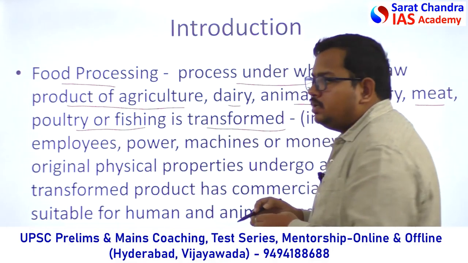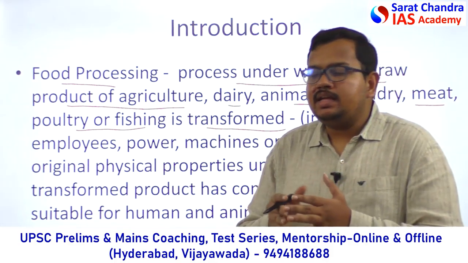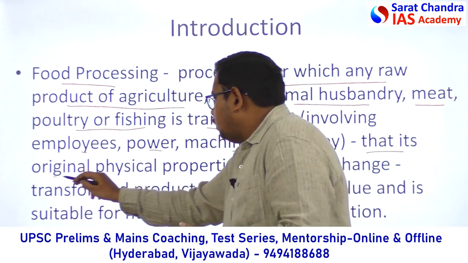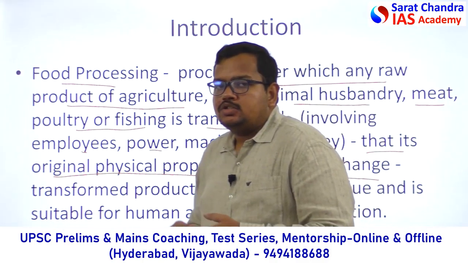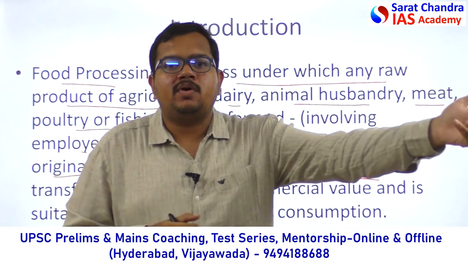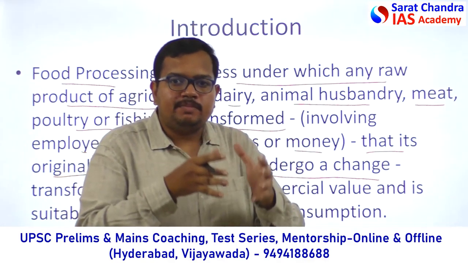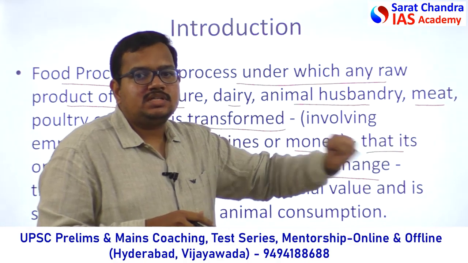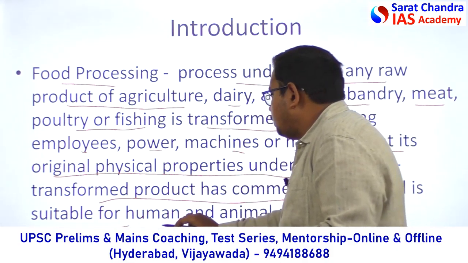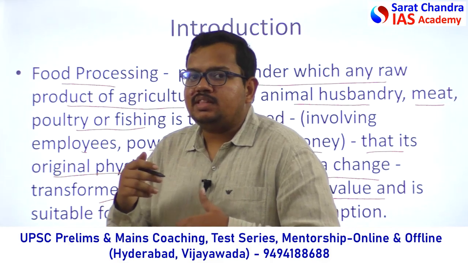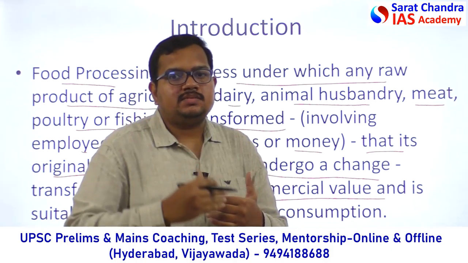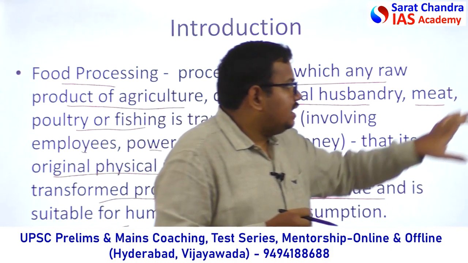Okay, and how is it transformed? By involving some employees, power, machines or some money. The original physical properties undergo a change, so that whatever the raw material is, it will transform into a product. By involving some employees and some machinery, this is what is a food processing industry. And a transformed product has commercial value and is suitable for human and animal consumption. Whatever that transformed product is, it should be able to be consumed by not only humans but also animals. So these we call food processing industries.